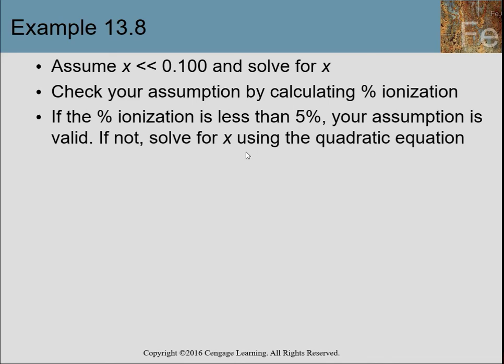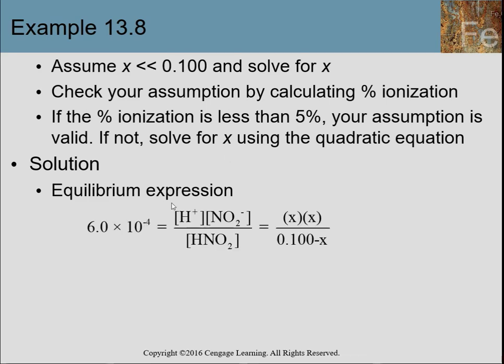go back and do it again using quadratic equation. As I've said, as far as Ka's go, if you are in that 10 to the negative fourth, 10 to the negative fifth, and smaller range, you can almost always try to use this assumption. If you're 10 to the negative third, 10 to the negative second, 10 to the negative first, forget it, just go straight to quadratic. You're going to waste your time. 10 to the negative fourth, 10 to the negative fifth, in that range, you're going to do double the work. You're going to do it the quickie way, and then maybe sometimes find out you have to do it the long way.